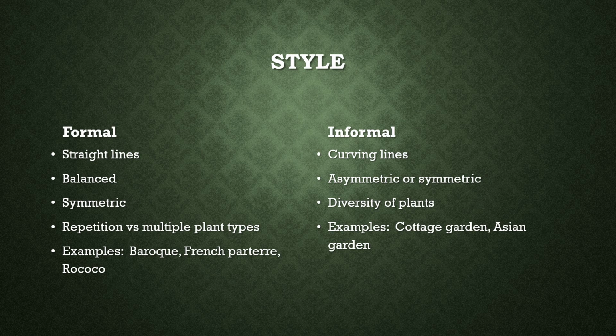And informal gardens are the opposite, curving lines. They can be asymmetric or symmetric. A lot of diversity of plants. And examples of those would be cottage gardens and Asian gardens to some extent.